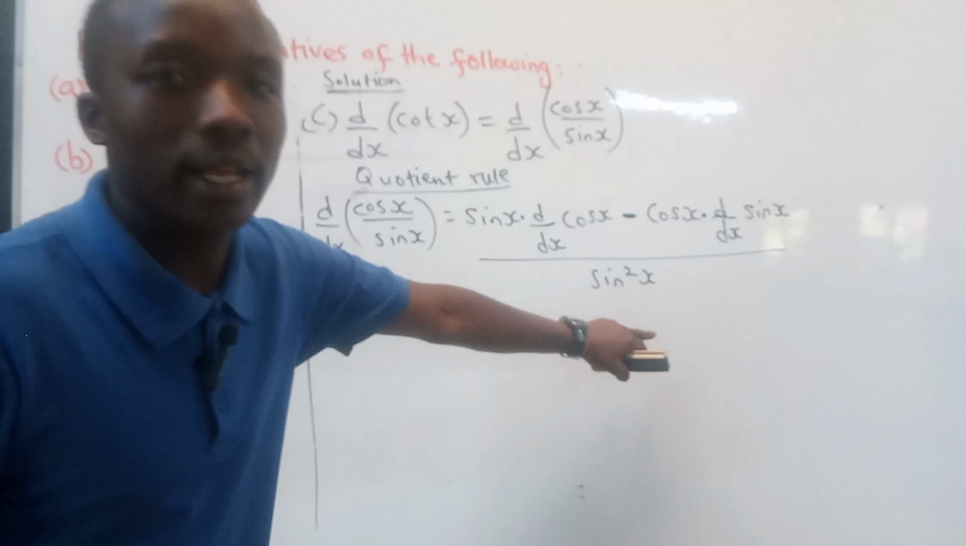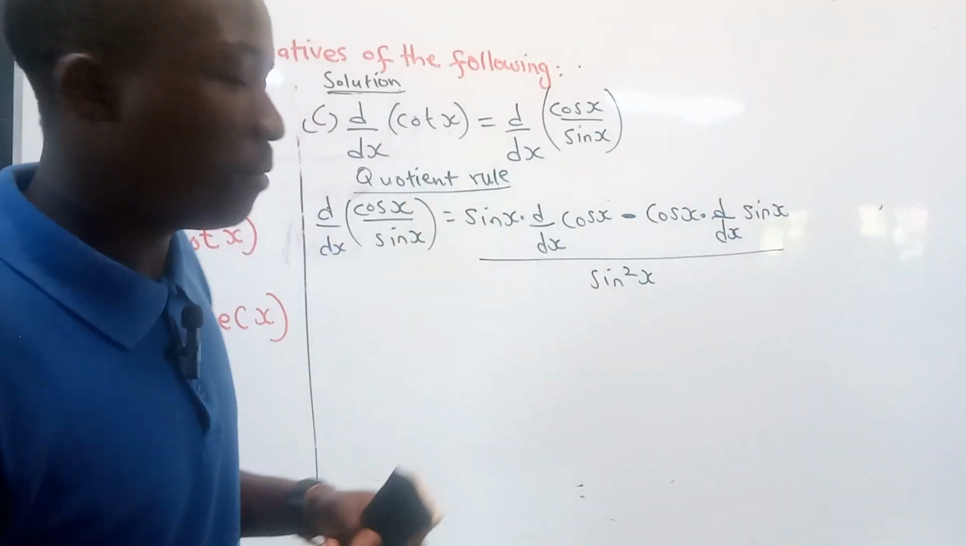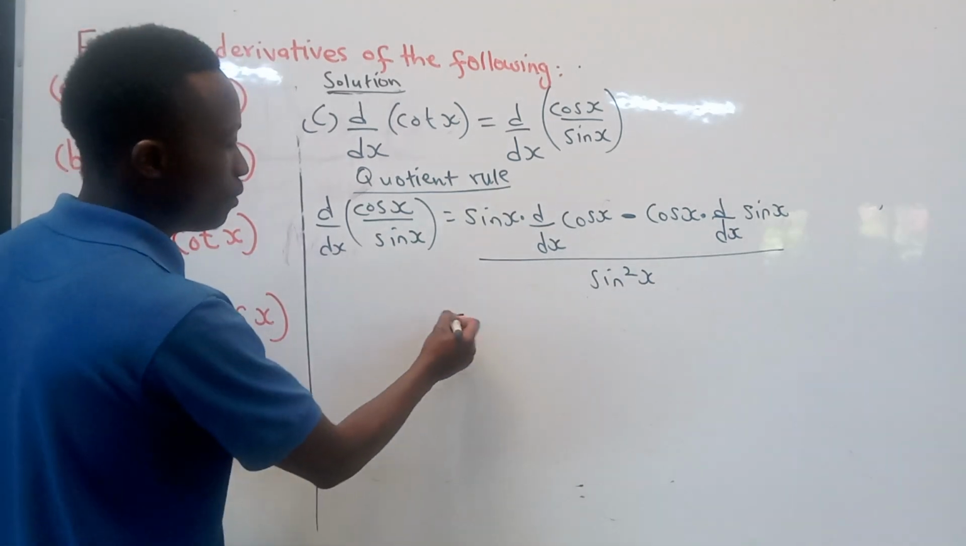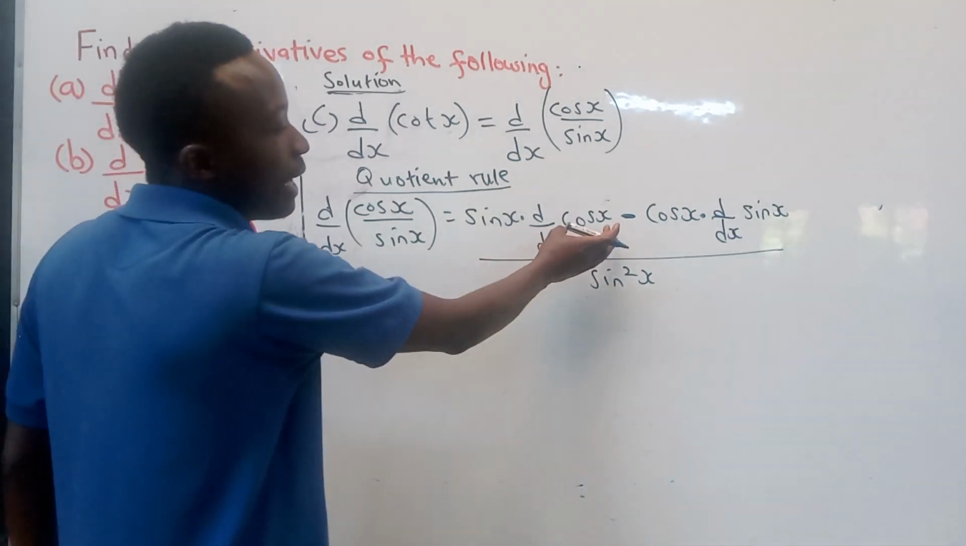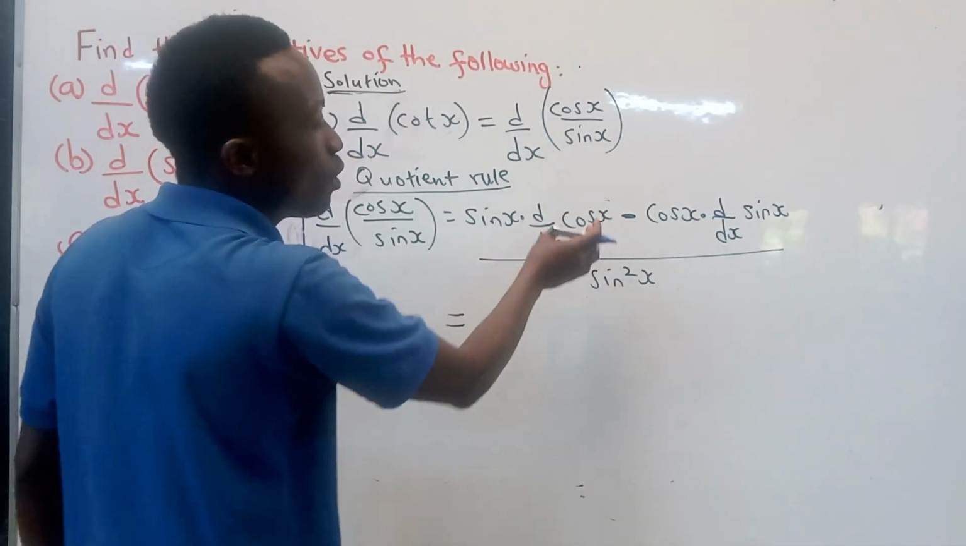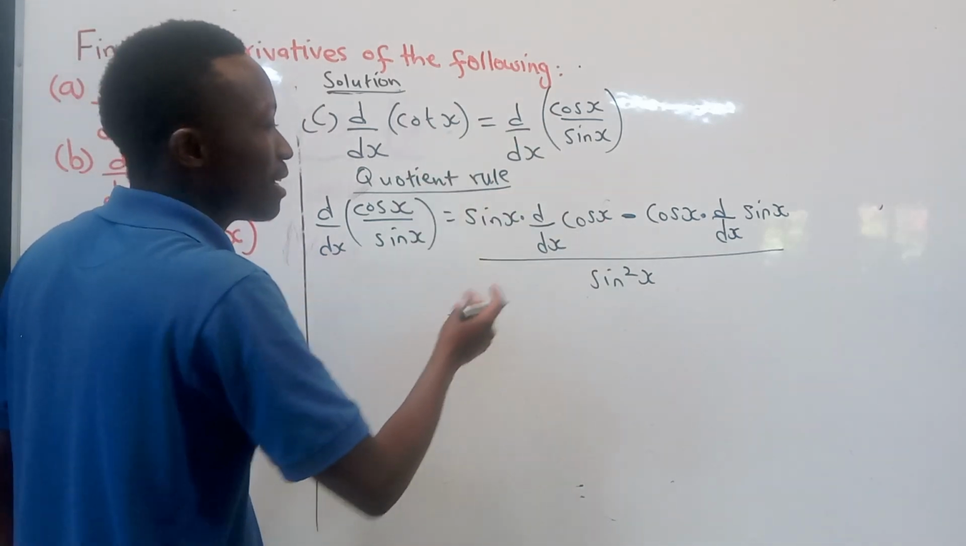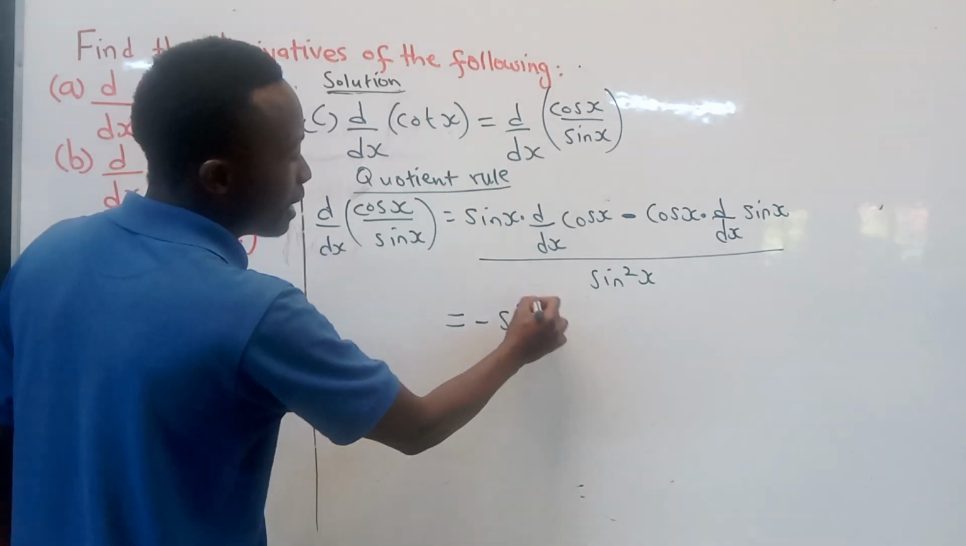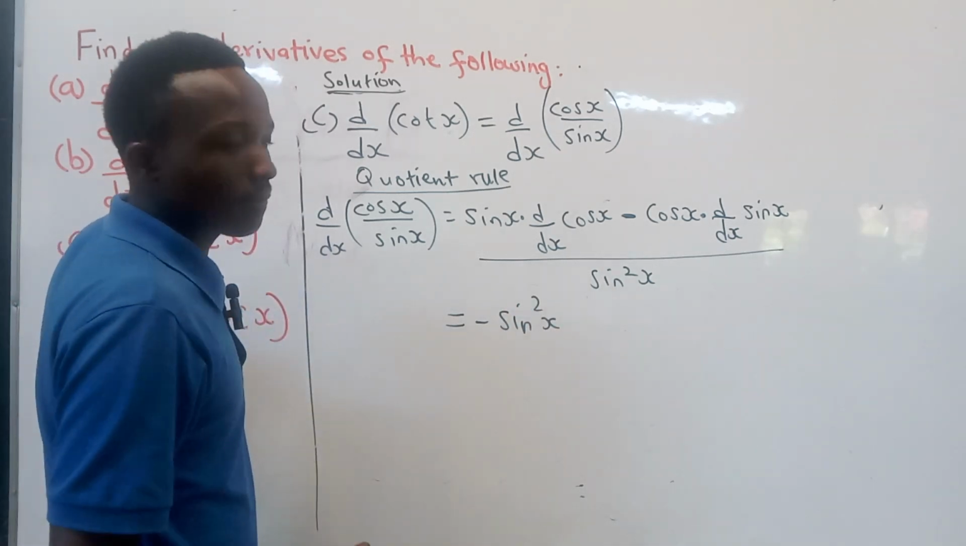Where is sine squared x coming from? From our formula, we said we square the denominator. Therefore, the derivative of cos x is equal to negative sine x. So negative sine x times sine x will be equal to negative sine squared x.